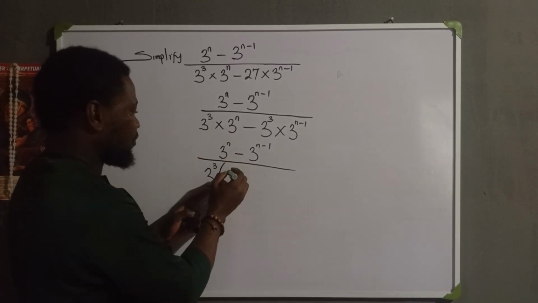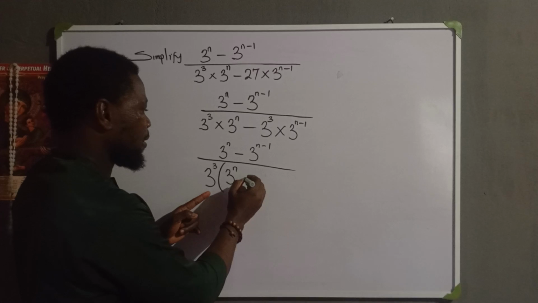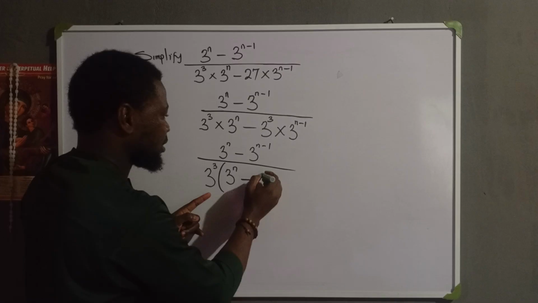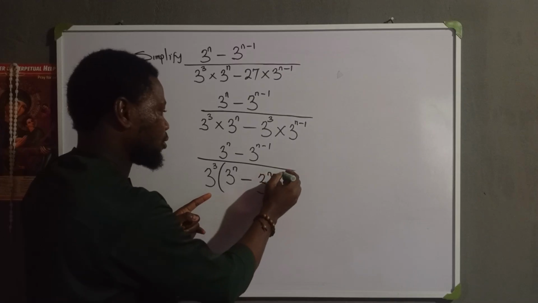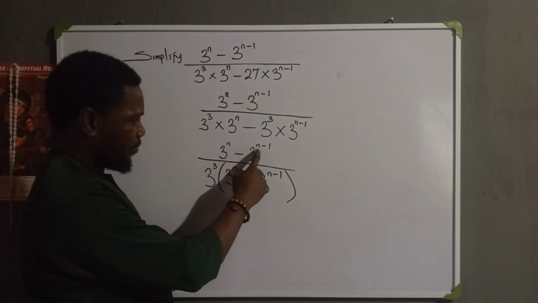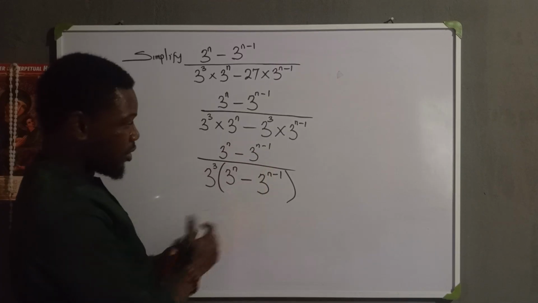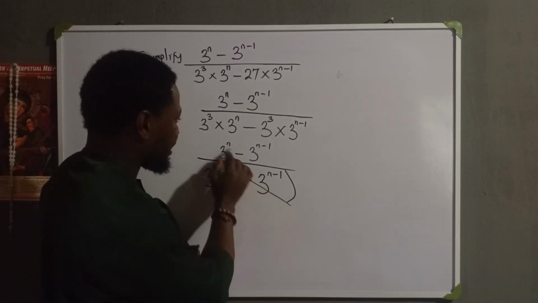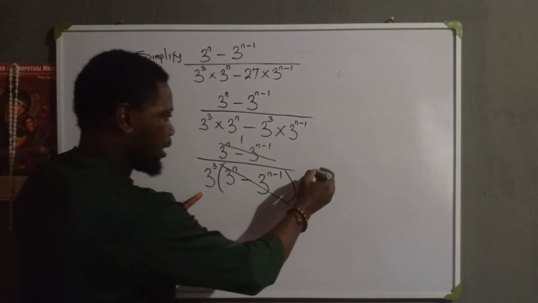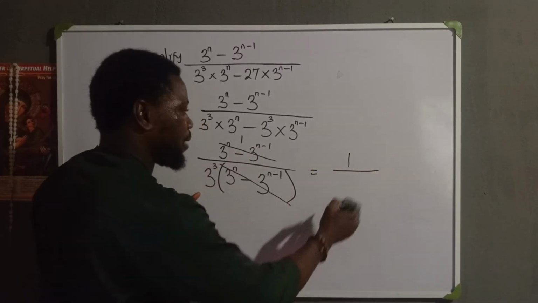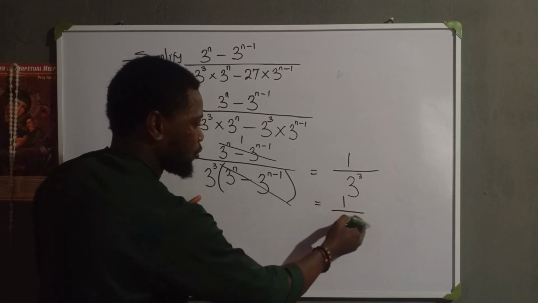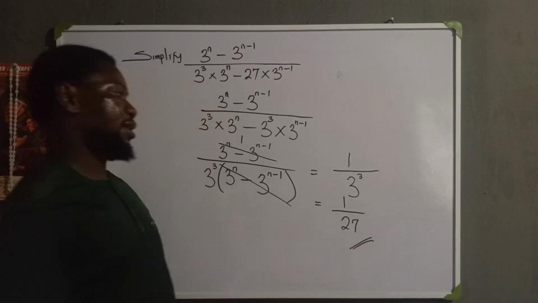If you factor this out, we have 3^n minus this remaining 3^(n−1). If you watch closely, 3^n − 3^(n−1) is equal to this, so we can eliminate this and this. Of course, what will be left at the numerator is 1. So at the end, we have 1 divided by 3^3, and 3^3 is 27. So this is your final answer.